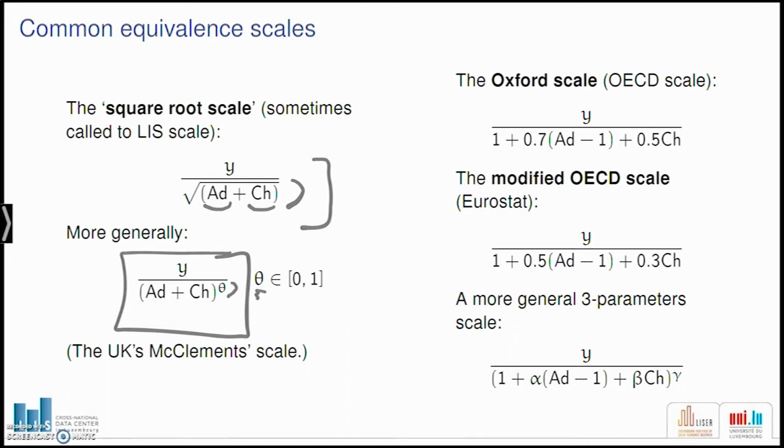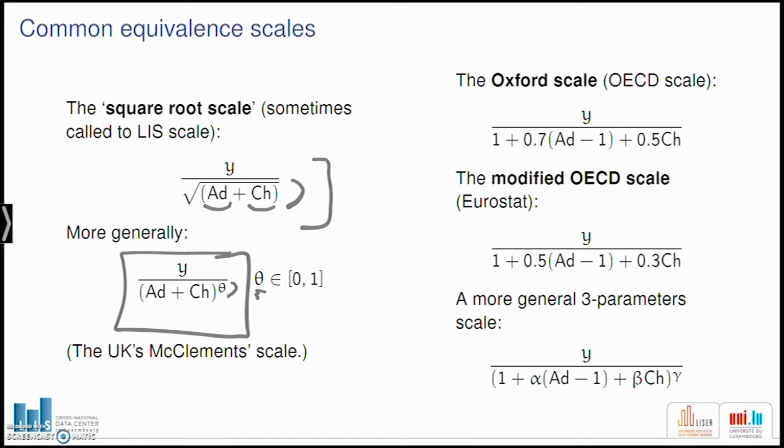If theta is equal to 1, well, we ignore all economies of scale. We just divide total household income by household size. That's the per capita definition. And if at the other extreme we set theta to 0, we assume that there's perfect economies of scale, so everyone in the household receives the total household income. And these are the bounds to this expression for the equivalence scales.